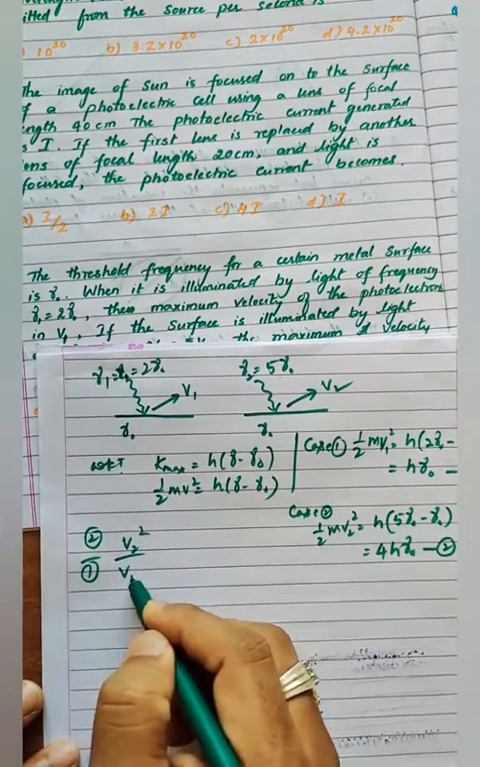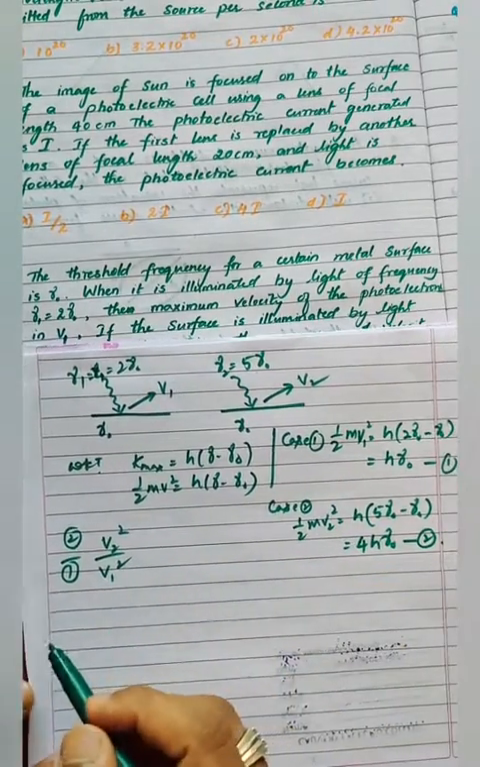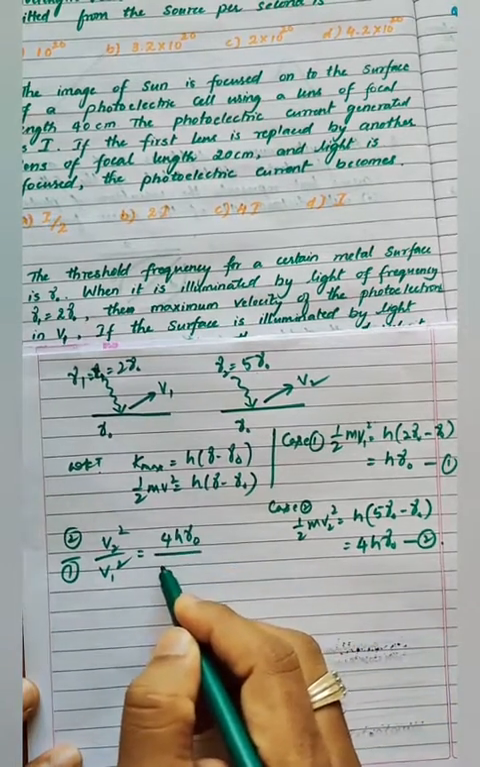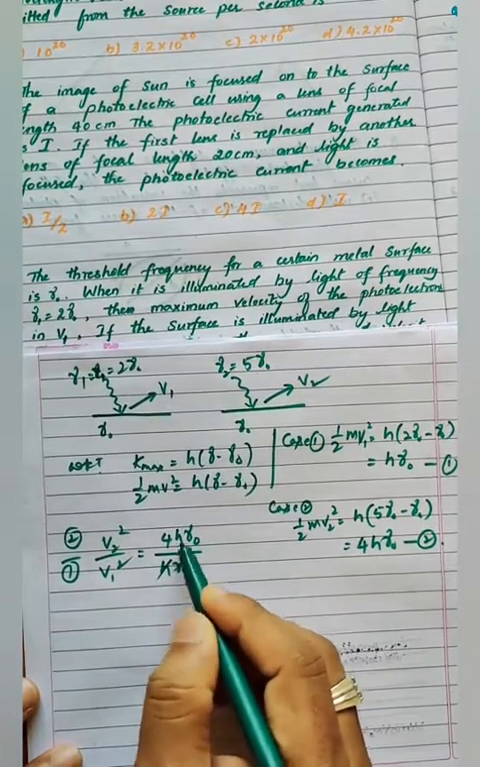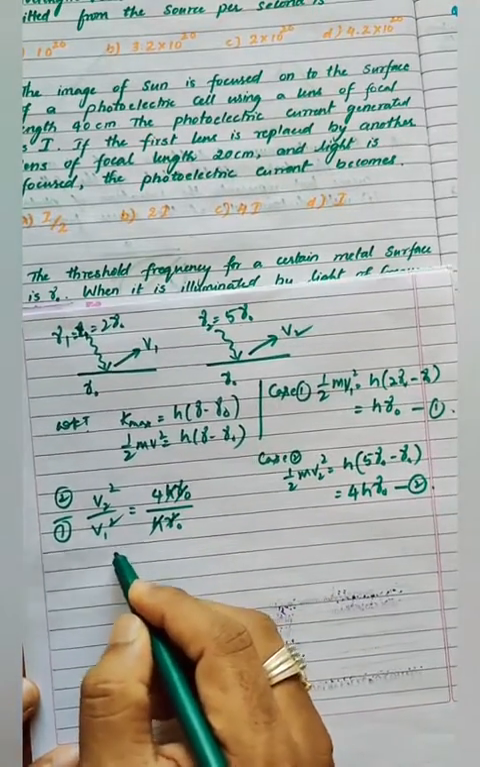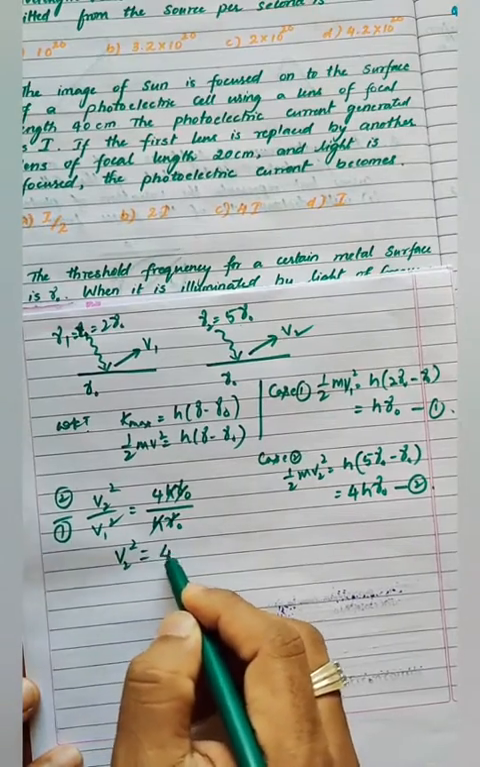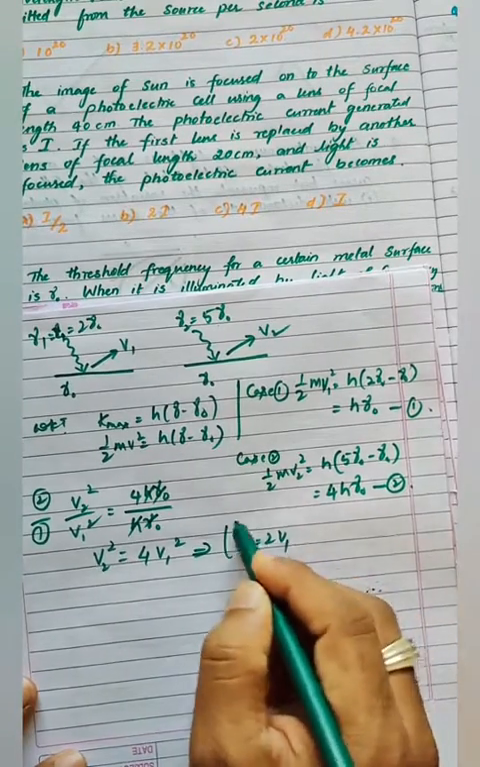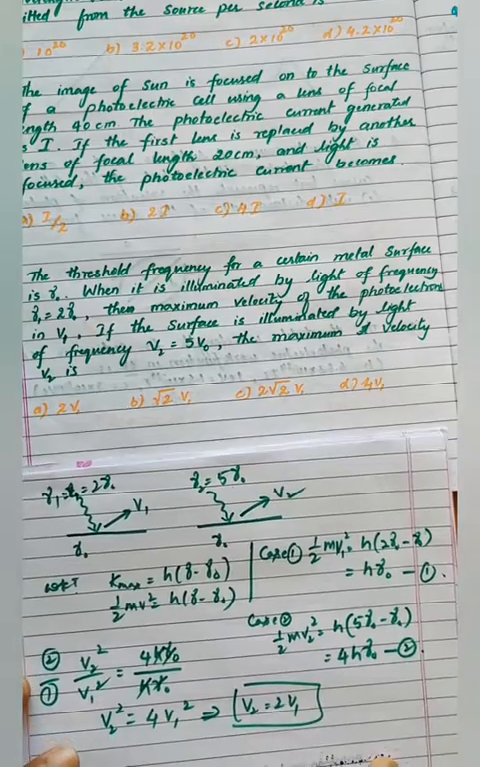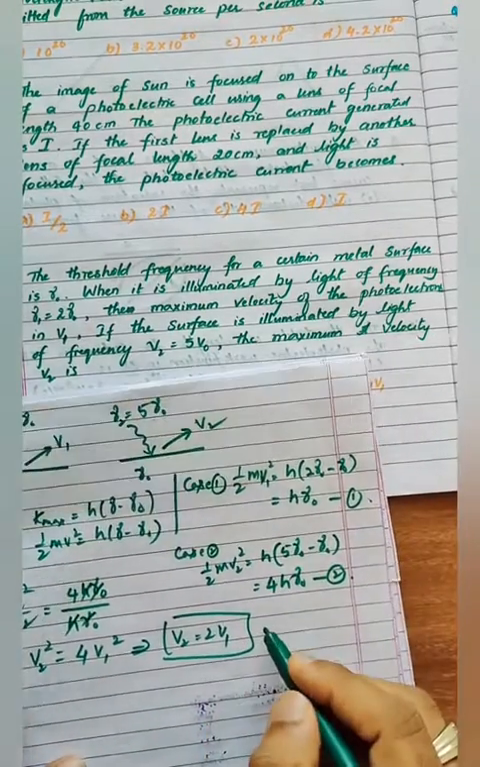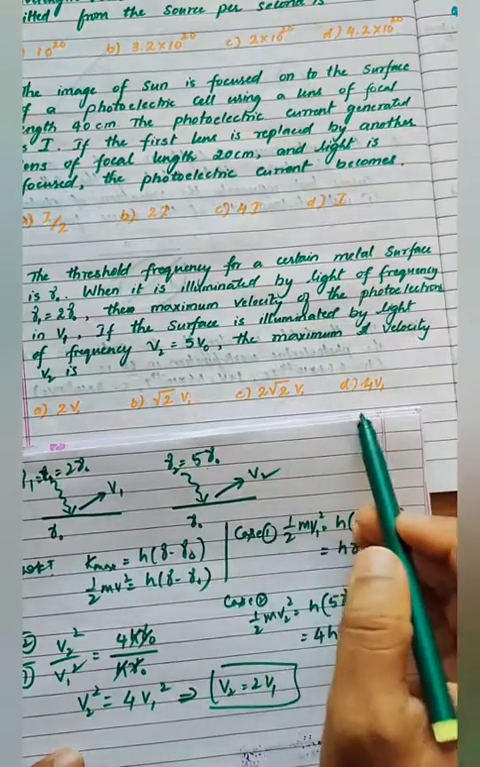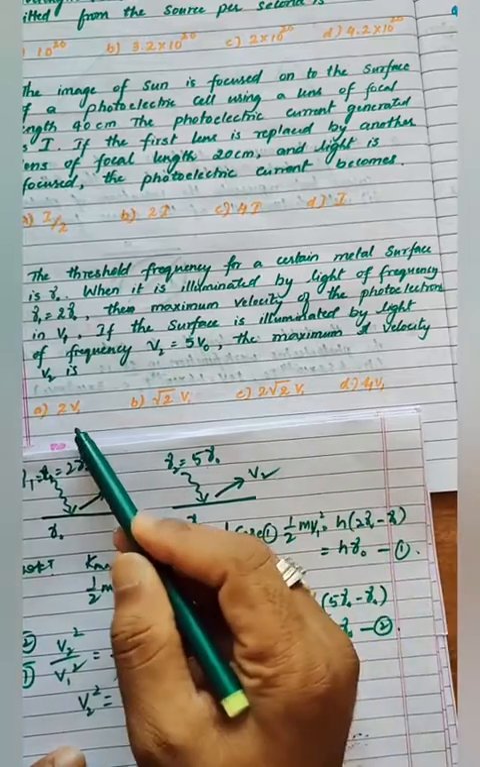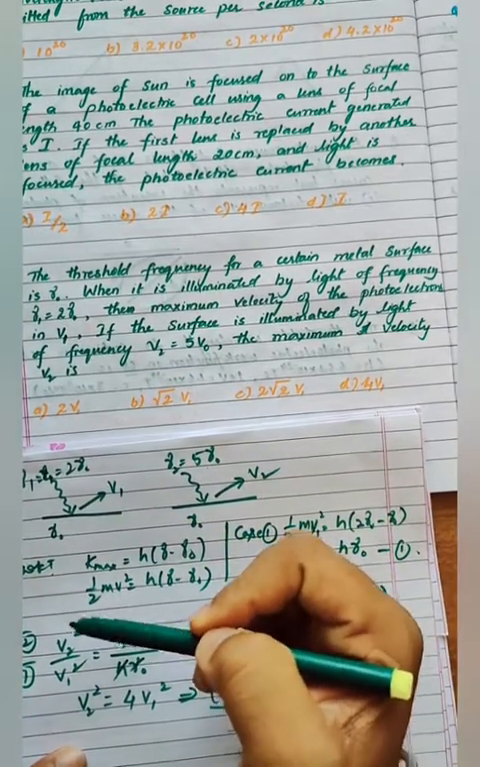So v2 square by v1 square, because half m cancels, is equal to 4h nu naught divided by h nu naught. The nu naught gets cancelled, so v2 square is equal to 4 times v1 square. This is nothing but v2 is equal to 2 times v1. Everywhere it is v1 only, don't get confused with the dots. So 2 times v1, option A is the right answer. Hope it is clear.